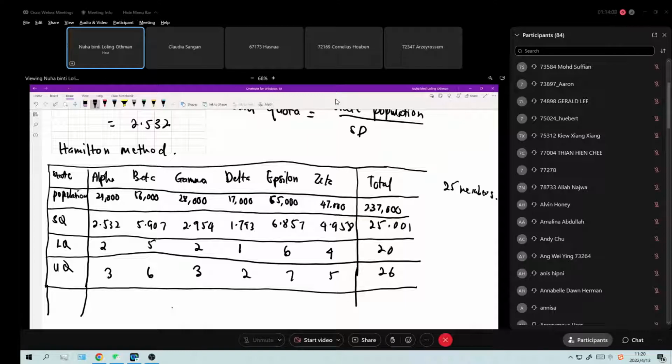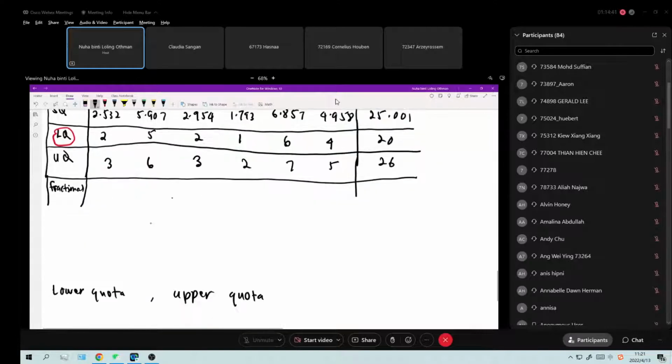Okay, so here you already find the standard divisor, standard quota, and lower quota. Based on Hamilton, we use the lower quota. So you need to find the fractional part. So this is the fractional part.